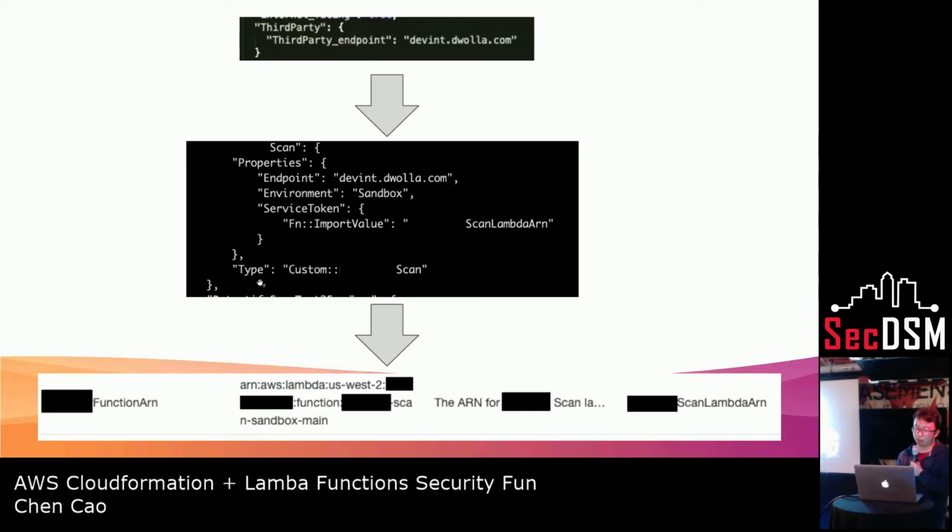And then in this custom resource stack, the type is custom. So CloudFormation will see, oh, it's a custom resource, and it will look for the service token, which is the Lambda function ARN here. And it would call the related Lambda function to do whatever you want. The Lambda function ARN is exported by the Lambda function CloudFormation stack.